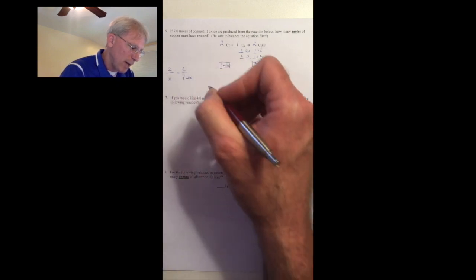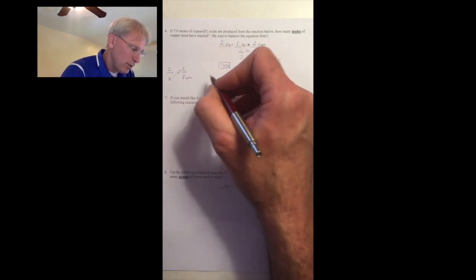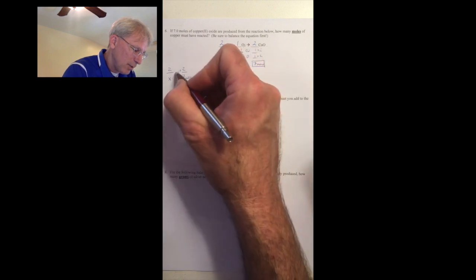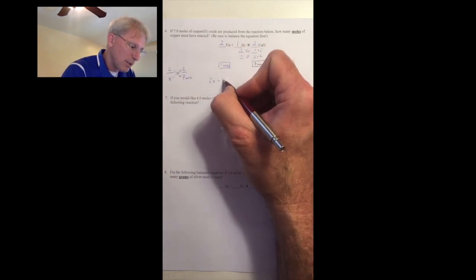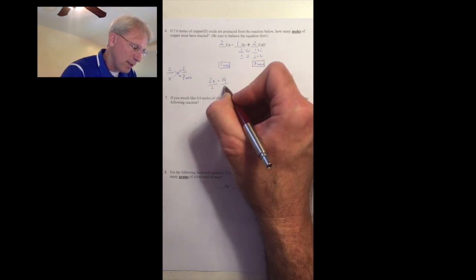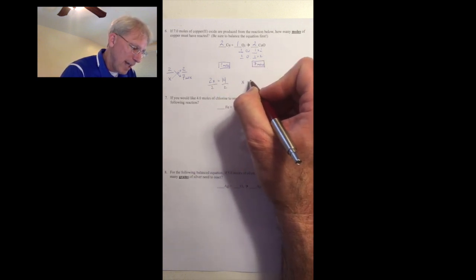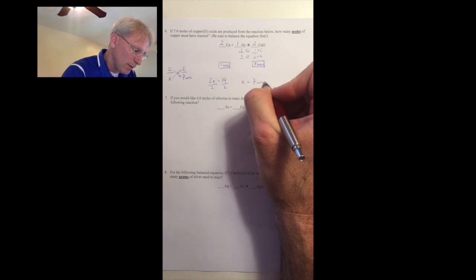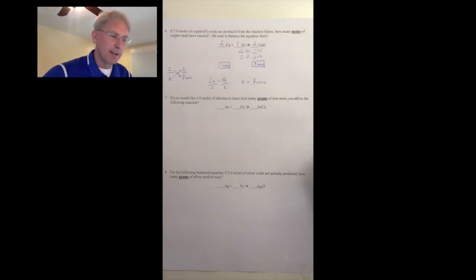I can cross multiply: 2 times x equals 2 times 7, which is 14. Now to get x by itself, I need to divide both sides by 2, or I can say that x equals 7 moles. Now, there's a trick here.